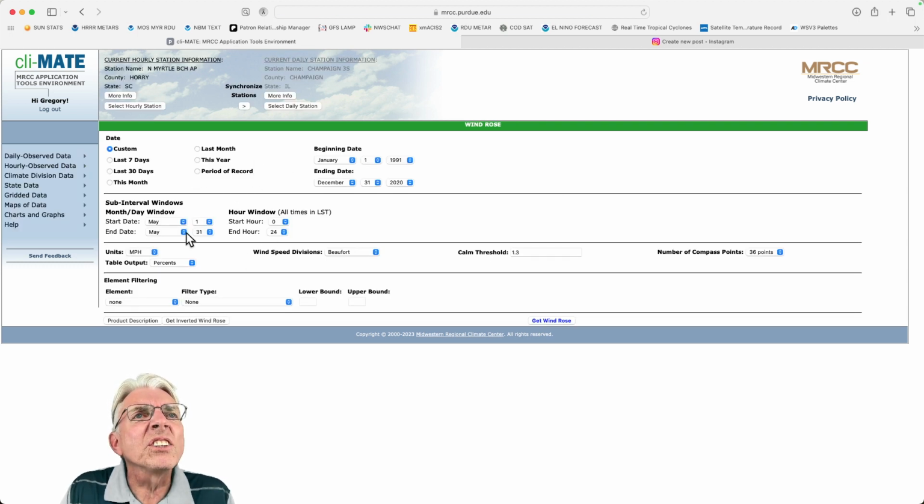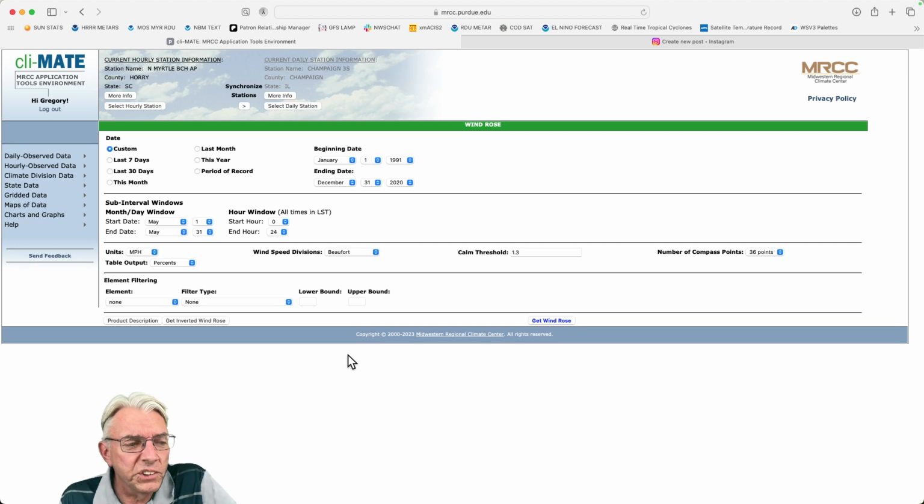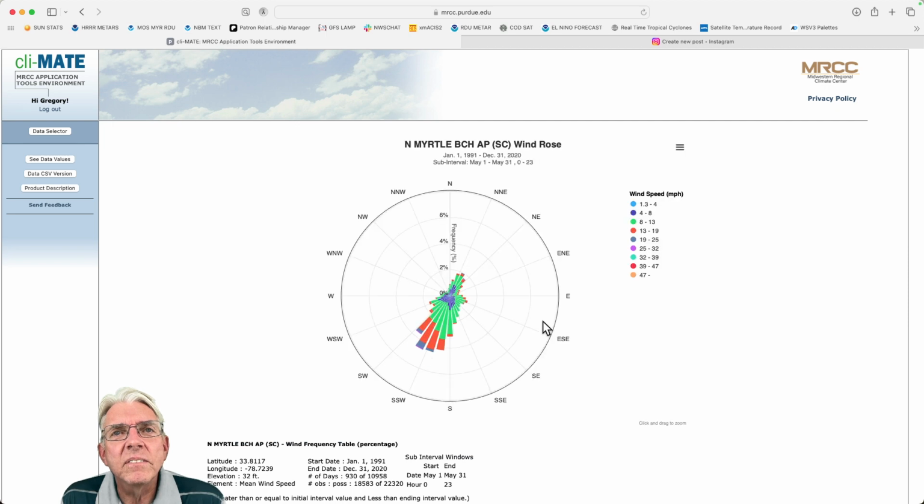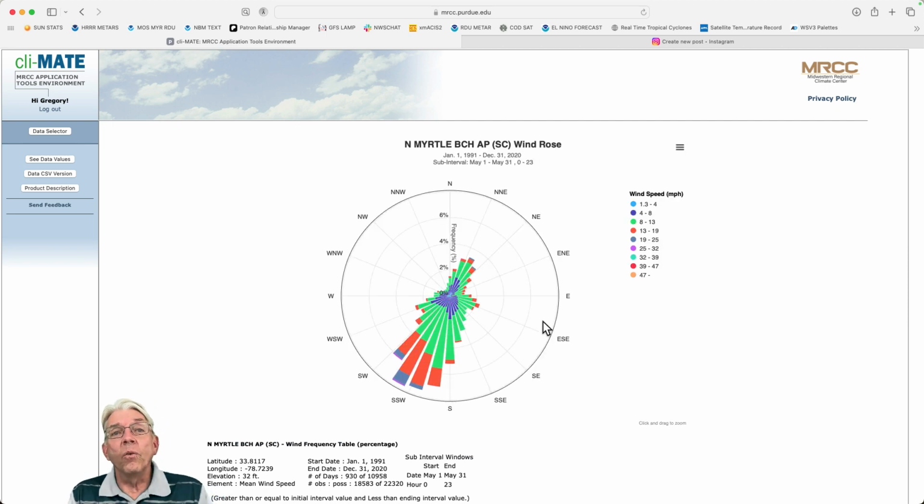and I've still got all the same parameters here, May 1 to May 31, and I'll tell you what my hypothesis is, that there's going to be more winds with an easterly component because of the sea breeze kicking in during the afternoon. The water's still relatively cool and the land is heating up. And so let's see if that actually turns out to be the case. So I'm going to hit get wind rose here, and we'll wait for it to process. Okay, and you know what? It's really not that much more.